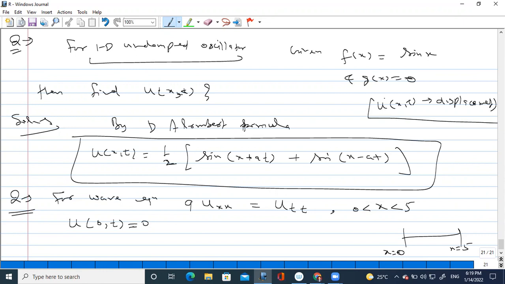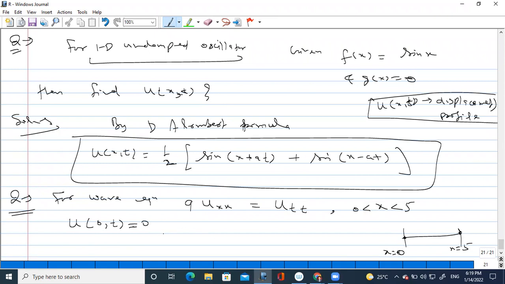For displacement we are using this u value. So this is the displacement profile. The profile of displacement will be given by this function u. So u at x equal to 0 is always 0 because the string is fixed. So here no displacement will be there. Here also no displacement will be there.